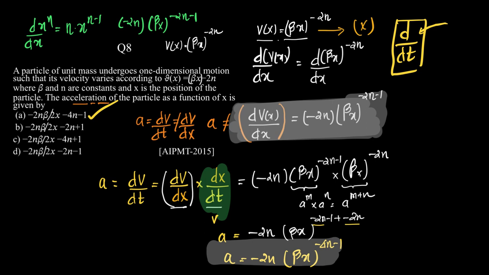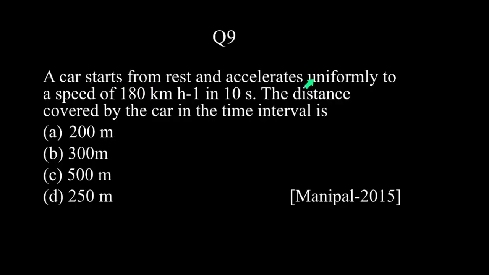Let us now move on to the next question. A car starts from rest and accelerates uniformly to a speed of 180 km per hour in 10 seconds. The distance covered by the car in the time interval is.